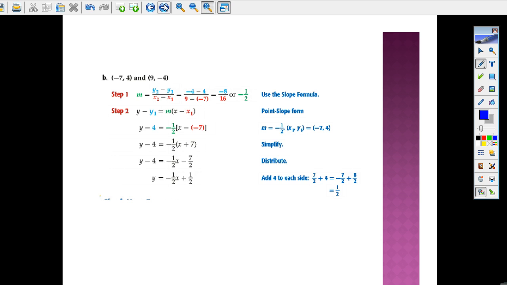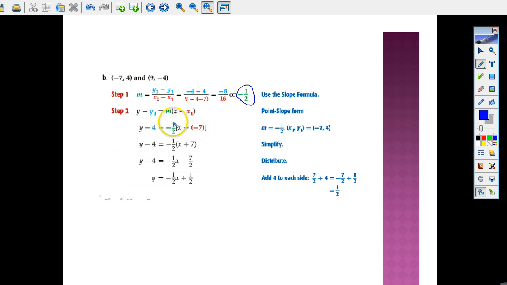Alright, so let's try another one. First step you're going to do is find the slope by doing y2 minus y1 over x2 minus x1. So negative 4 minus 4, 9 minus negative 7. Simplified is negative 1/2.